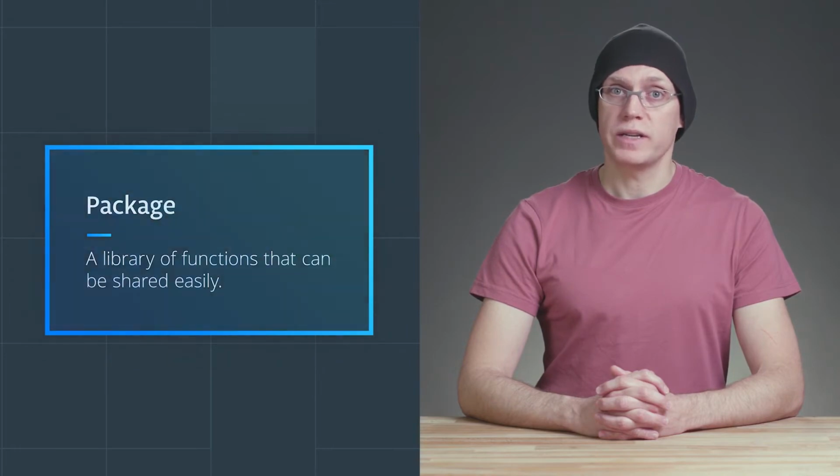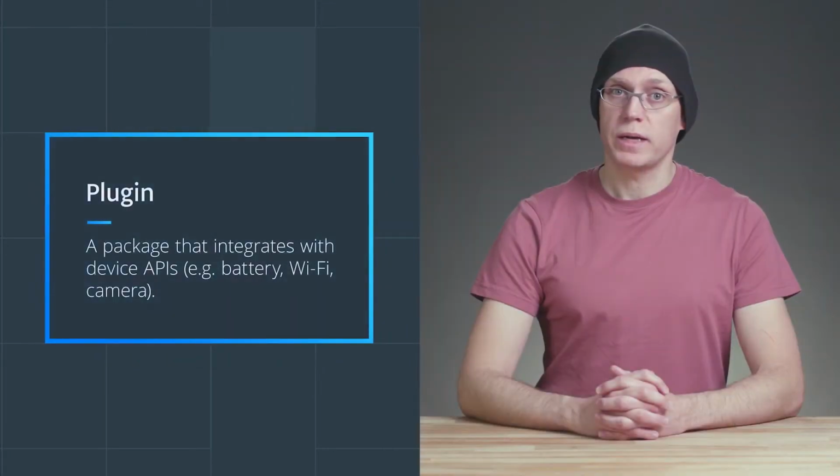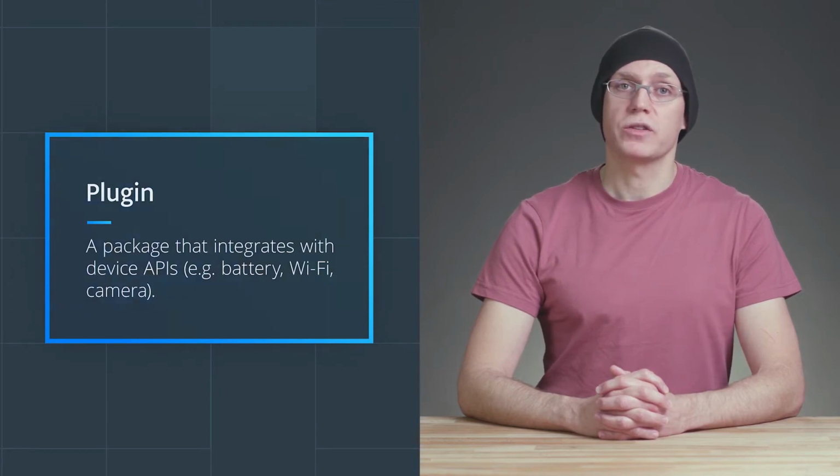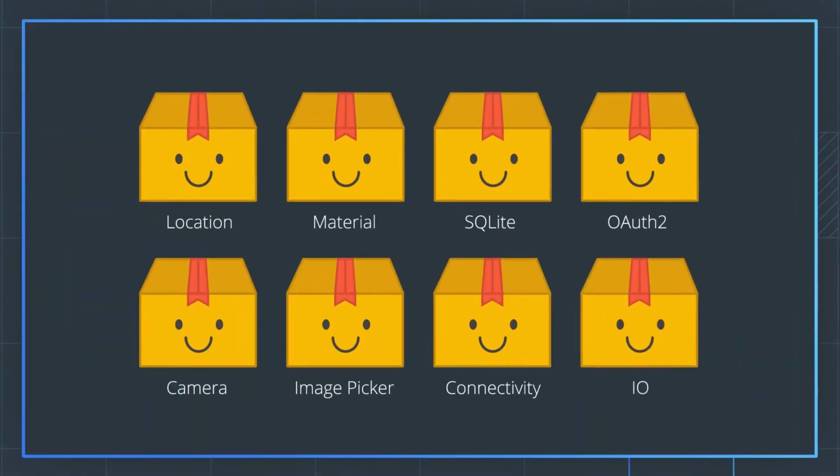Some integrate with device APIs, such as the battery package. These are called plugins, as they interface with either the iOS or Android platforms. Others, such as the Firebase package, are just called regular packages. We already use the Material package, and we will also be using the Dart.io package to connect to our API. You can also write and publish your own packages.